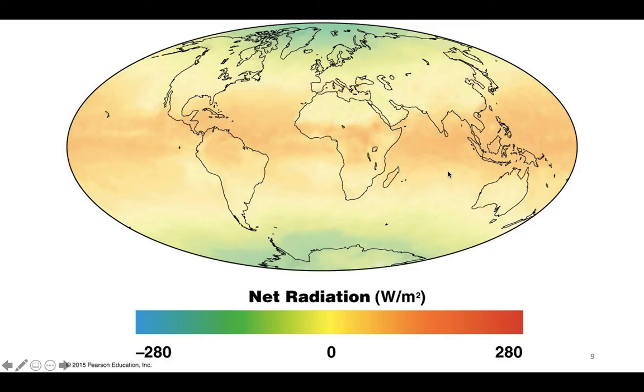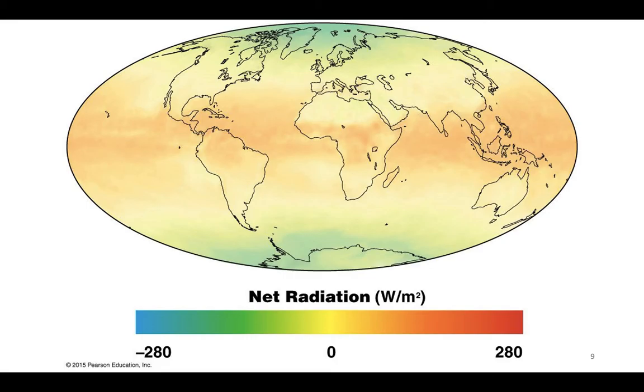Now, here is a map from your textbook of the net radiation. All of this is measured via satellites. A lot of data that ecologists use, especially when they're studying ecology at the biosphere level or at the biome level, we'll use atmospheric data that's collected via satellite. So this is a map that's been made of the net radiation measured across the globe.